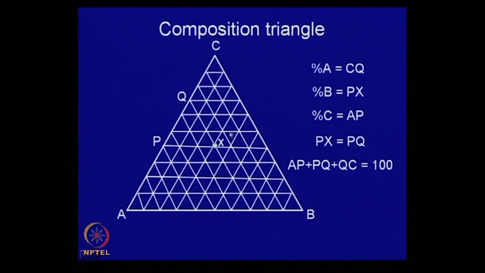In fact, this is easily seen over here. The percentage of A is represented by this length, which is actually Cq. Similarly, the percentage of B is represented by Px. Since this is an equilateral triangle, Px equals Pq, and the percentage of C is Ap, from this point to this point. Therefore, when you add all these up, it comes to 100.